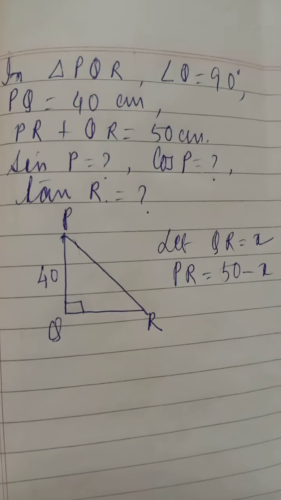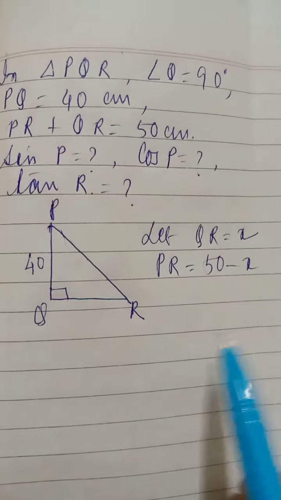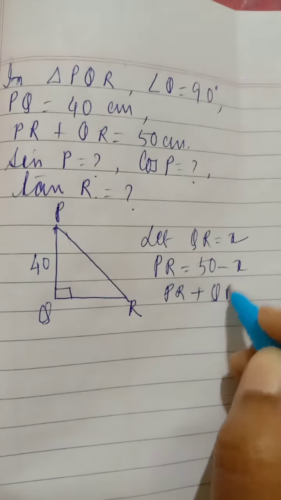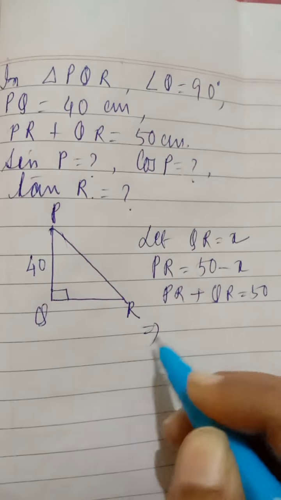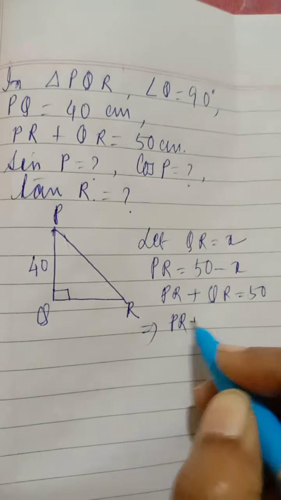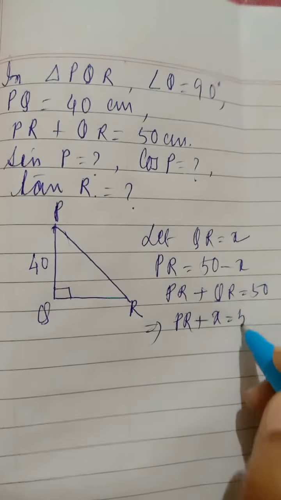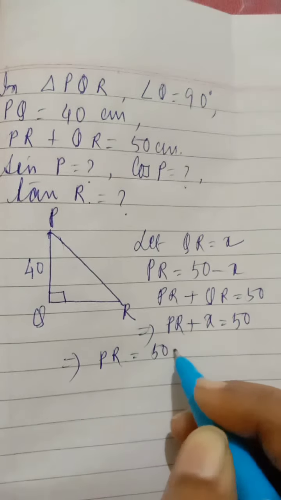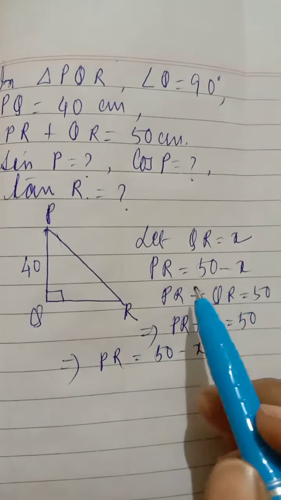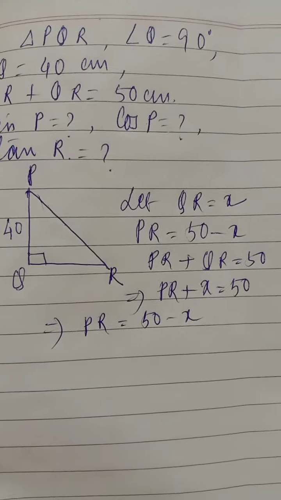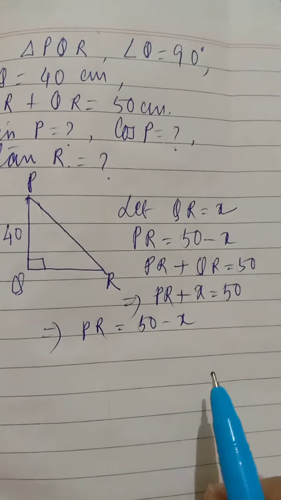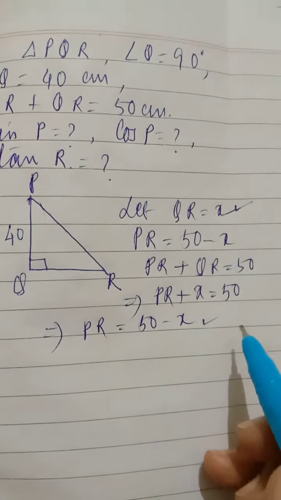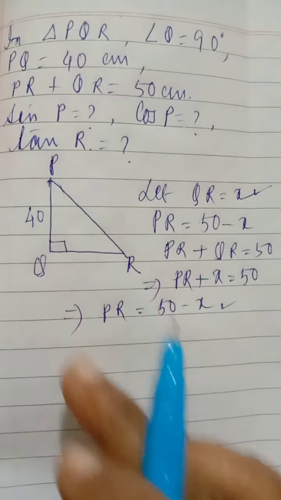You can also do it this way: if QR is equal to x, we know that PR plus QR is equal to 50. This implies PR plus x is equal to 50, so we can write PR is equal to 50 minus x. Directly also you can write, or if you do not understand or have a problem, you can do it this way. So that means we have QR x, we have PR 50 minus x and PQ we have 40.